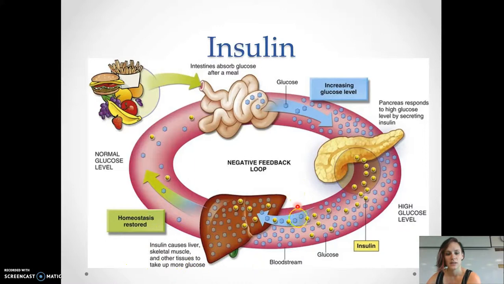Your liver is a really big storage place for that. They've got a picture of a liver here, but we can also see liver, skeletal muscle, and other tissues that take up that sugar. Homeostasis, it says, is then restored, but it's never quite that simple. We know that level can go up and down and up and down.